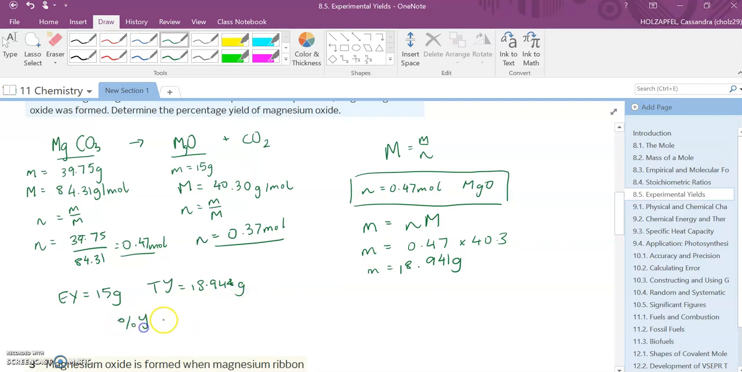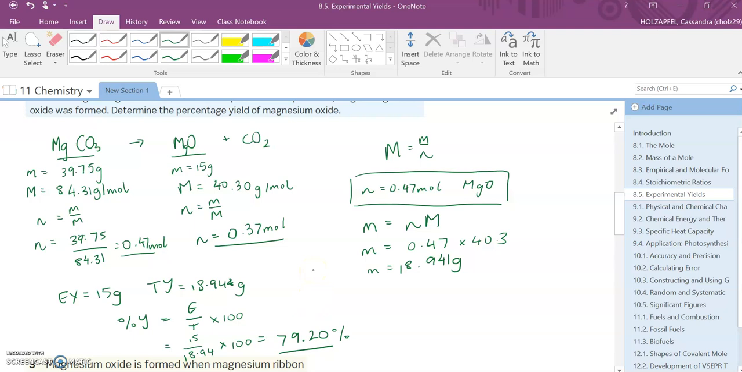So the percentage yield is going to be equal to the experimental yield divided by the theoretical yield times by 100. So that's going to be equal to 15 divided by 18.94 times 100. So I'm just going to chuck that in my calculator real quick. 15 divided by 18.94 times 100, make it a percentage, and we have 79.20%. So this is the percentage yield for this particular outcome.